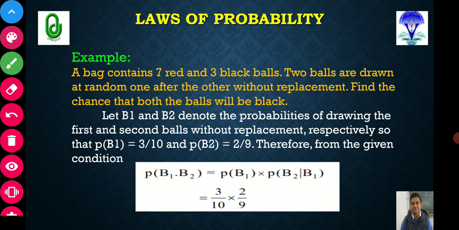So, hopefully, conditional probability and all the laws of probability, that is the addition law and the multiplication law, are clear. In the addition law, there are mutually exclusive events and mutually non-exclusive events, and in the multiplication law, dependent events and independent events. I hope the formulas for each condition are clear to you.